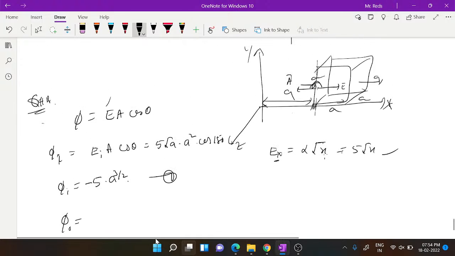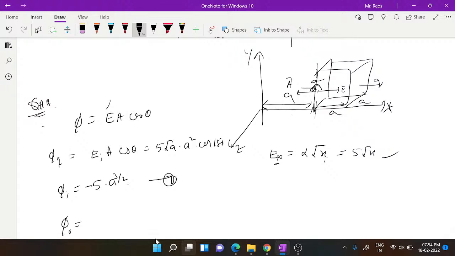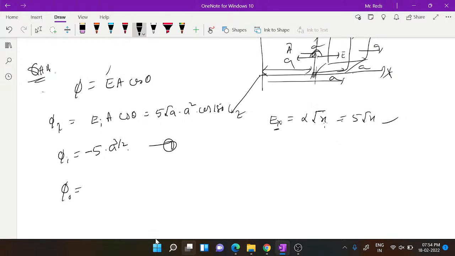Now for the outward flux. The distance of this side is a plus a, which is 2a, so x is equal to 2a. Let us say this point is P and this is Q. At Q the electric field will be 5 root x, and x is 2a, so it is 5 root 2a, multiplied by the area, which is a squared.